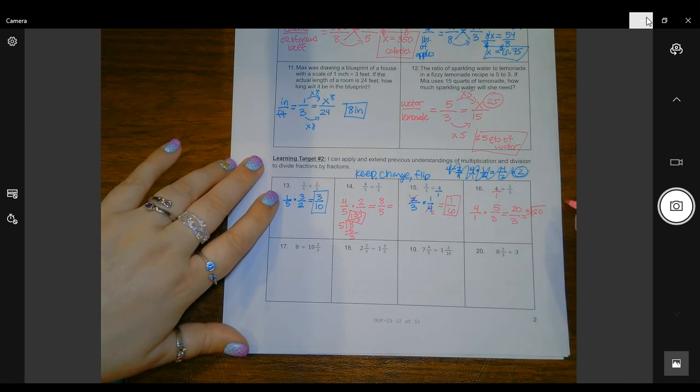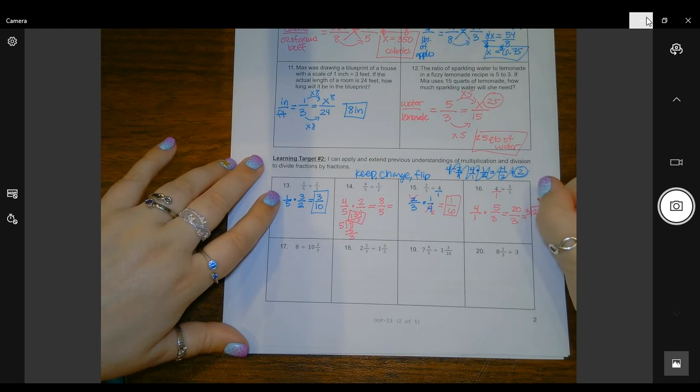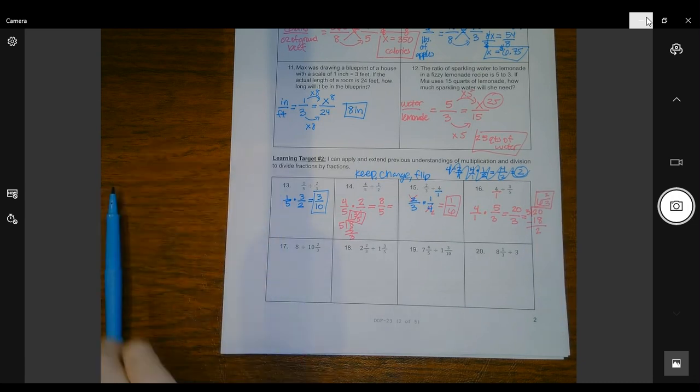So let's see what it is as a mixed number. 3 goes into 20 6 times. 3 times 6 is 18. Subtract that, you get a remainder of 2. So you put your remainder over what you divided by, and you get 6 2/3.